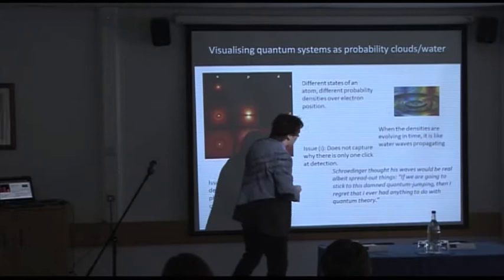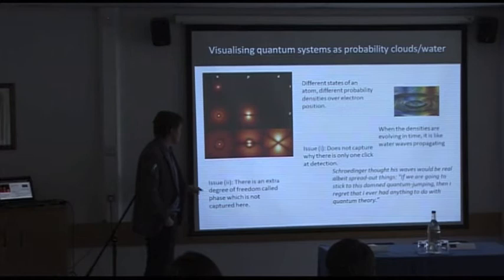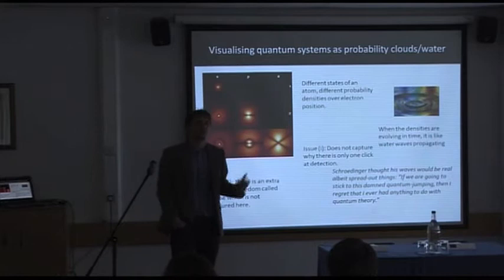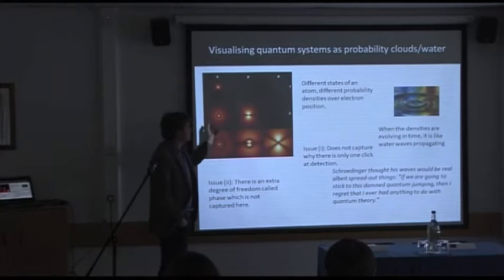There is another issue, which is that this doesn't capture all the actual data contained in a state. This captures the statistics for, say, the position measurement, but in principle, the state tells you statistics of other measurements too. And these are encoded in things called a phase. So the picture representation doesn't tell you the full state.